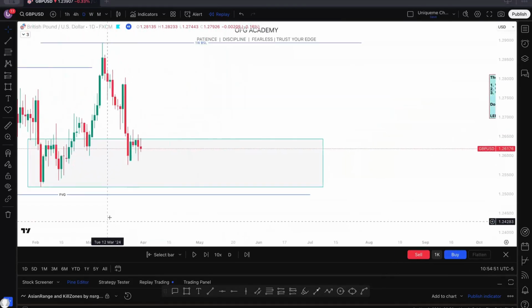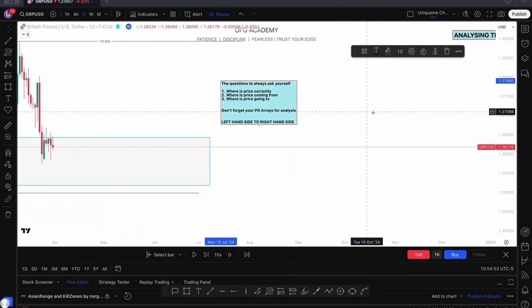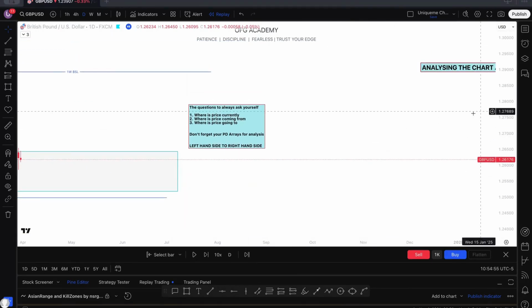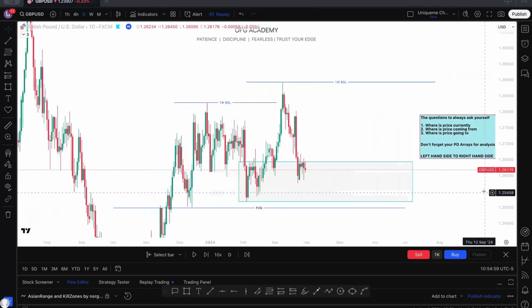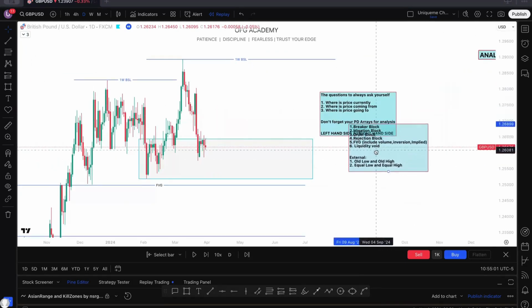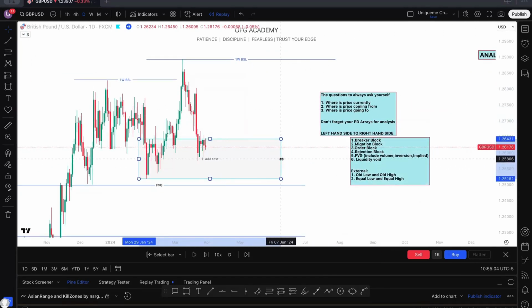On one day, you ask yourself the same question you ask yourself on every time frame, you ask yourself again on this chart. Now this is 1 week. Let me label it as 1 week OB.